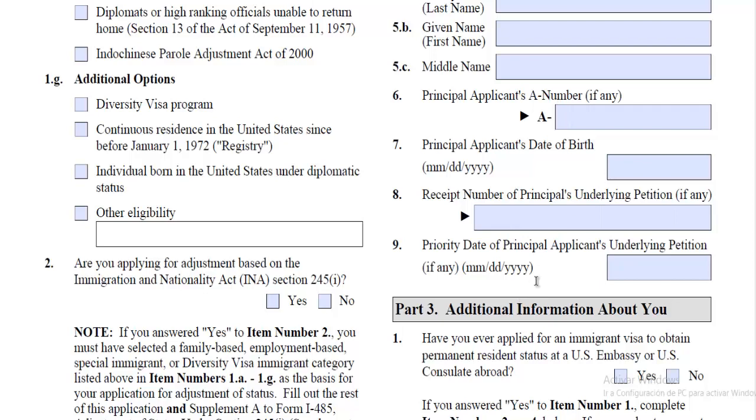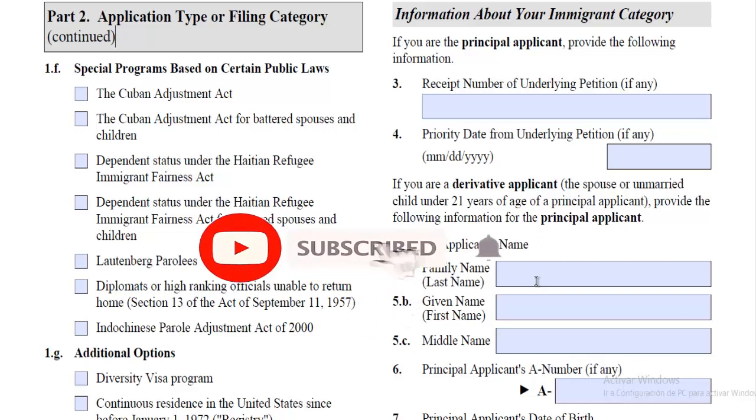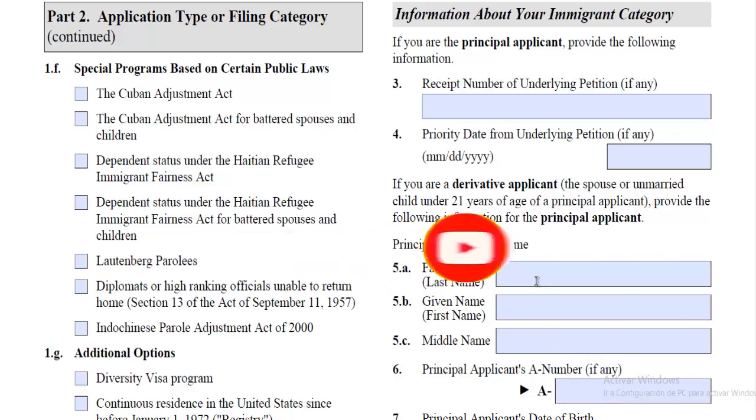So let's go to the section called information about your immigrant category, as you can see on your screen. In this section, the first thing you need to understand is the difference between a principal and a derivative applicant. The principal is literally the main person mentioned on the visa petition. A derivative is someone who didn't need a separate visa petition but who was mentioned and written on another person's petition, probably the parent or spouse.